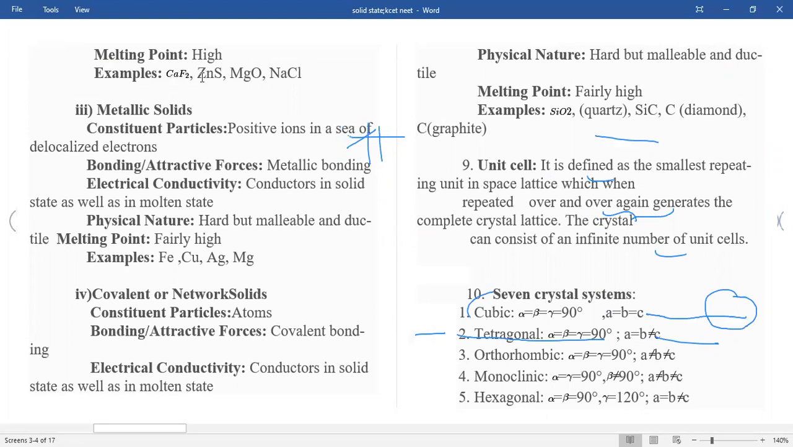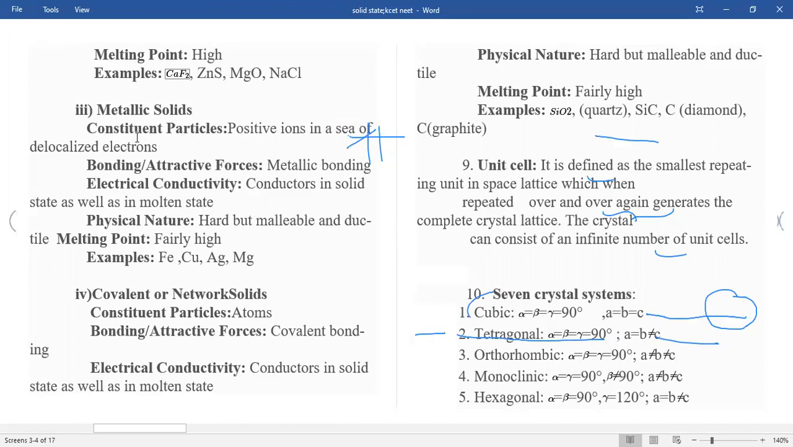So dear students, you have to concentrate on examples. Which are the examples for the ionic solids? Calcium fluoride, zinc sulfate, MgO and NaCl. These are the examples for the ionic solids. They may ask you based on examples also, so concentrate on that point. Now let us move to the next type of solids, that is metallic solids.